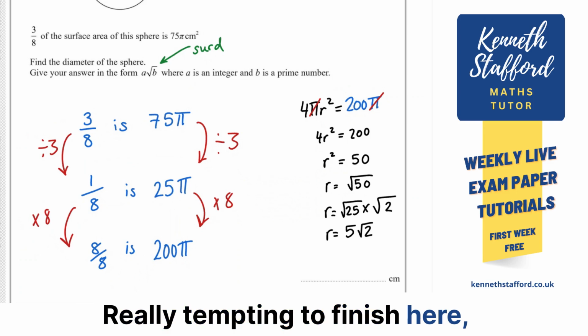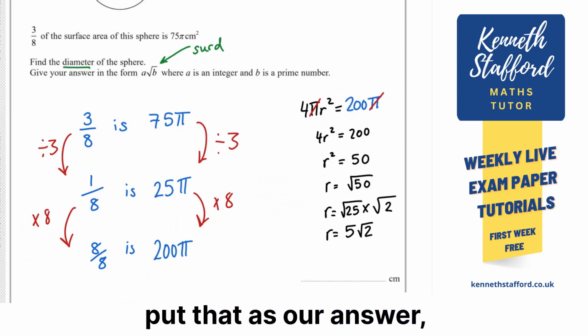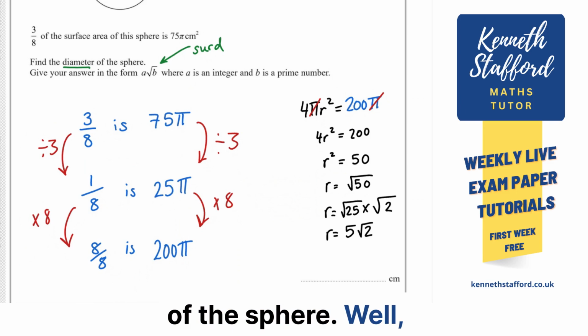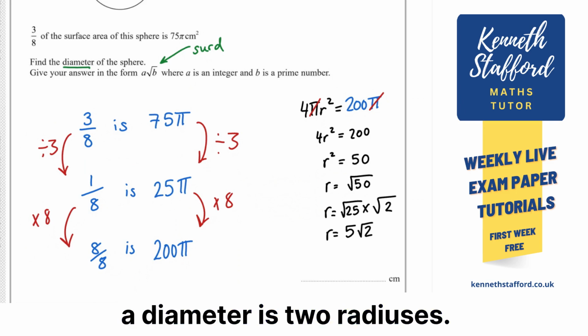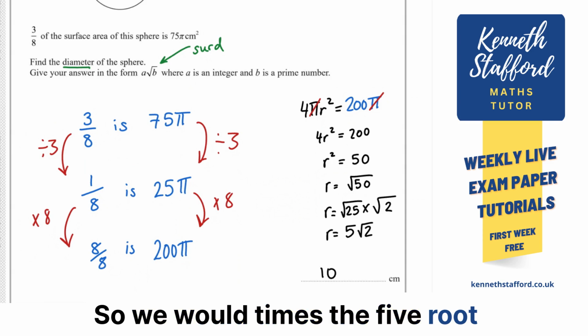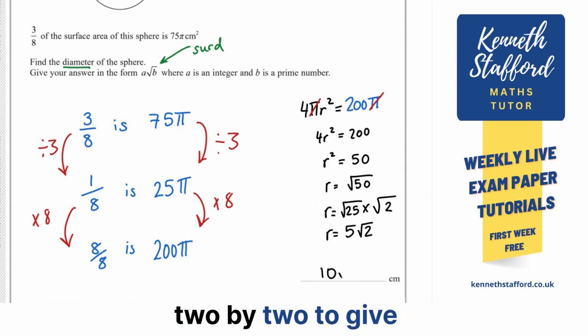Really tempting to finish here, put that as our answer, but it wants the diameter of the sphere. Well, a diameter is 2 radiuses, so we would times the 5 root 2 by 2 to give us 10 root 2.